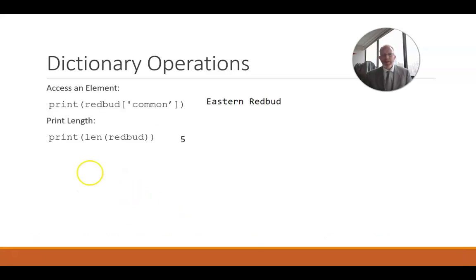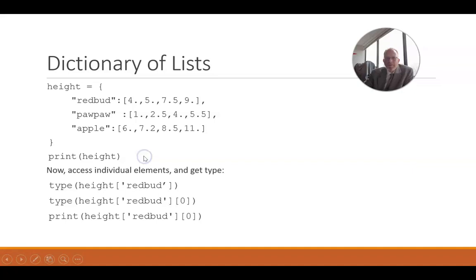A couple things that we can do. We could refer to an item within the dictionary as we would with the square bracket and the single quote, and then the name of that key inside of the single quotes. We can also get the length or the number of items in this dictionary with the length function.